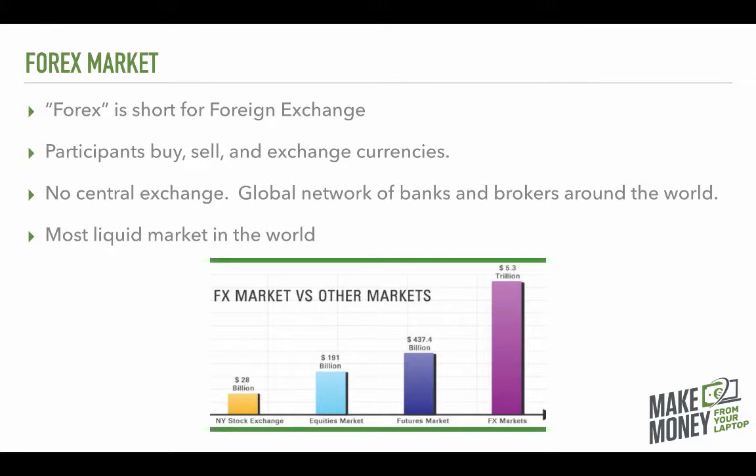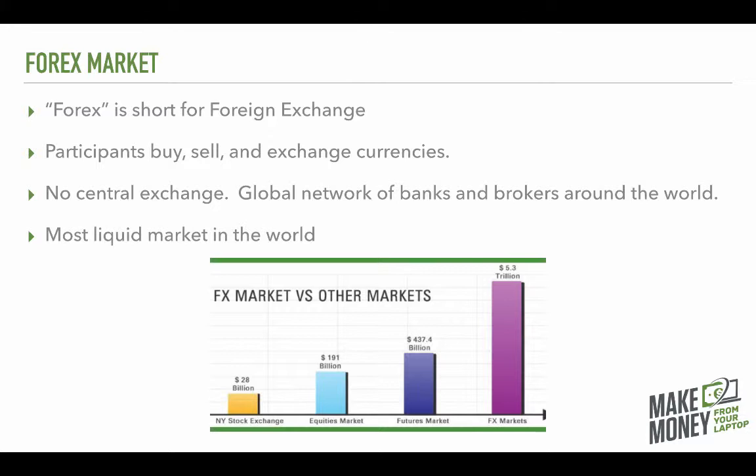All right, next up, the Forex market. What is the Forex market? Forex is short for foreign exchange, and this is where participants buy, sell, and exchange currencies. Now, there is no central exchange. Like in the stock market, we've got the NYSE and the NASDAQ, which are centralized exchanges for the products traded on them. In the futures market, it's the same. We've got centralized exchanges where all of the gold futures go through a certain exchange, or lean hogs go through a certain exchange. In Forex, there is no central exchange. It's a global network of banks and brokers around the world doing business with one another.